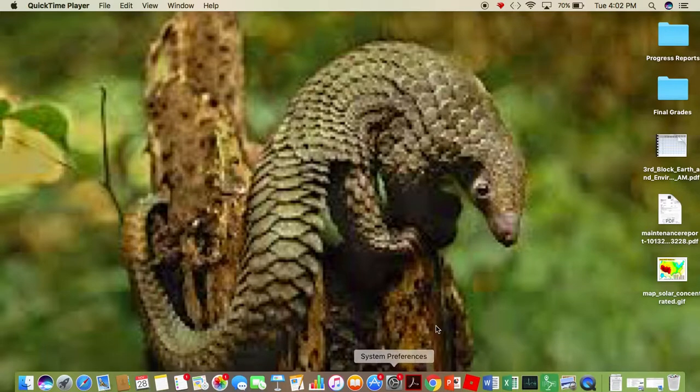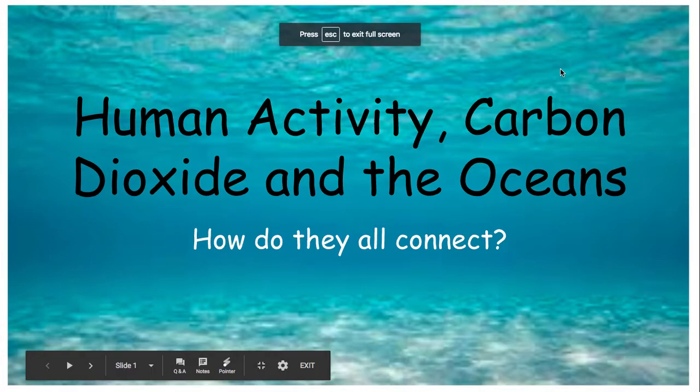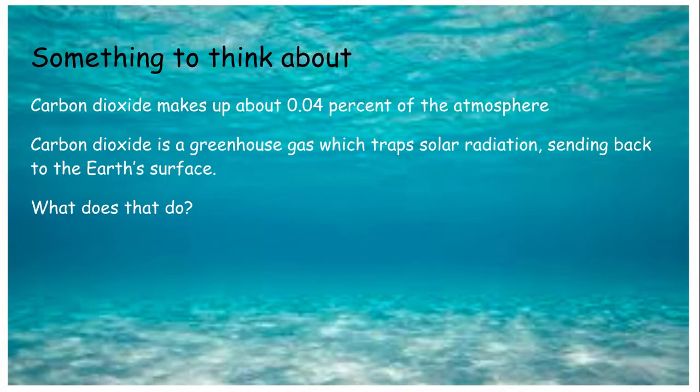Today we are going to look at a very specific human impact that deals with carbon dioxide and our world's oceans. What you want to take away from this is how our activities are influencing the chemistry and subsequently the biology of the oceans, and why should we care? So let's start by talking about carbon dioxide.